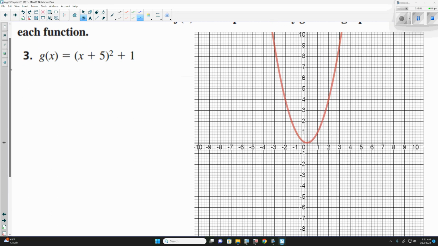How about this one here? Up 1 and plus 1 on the outside is indeed moving it up. Exactly what we think. Inside the parentheses is opposite of what we think. So plus 5 is actually going to the left 5. Questions on any of this here? Pretty good with this so far.